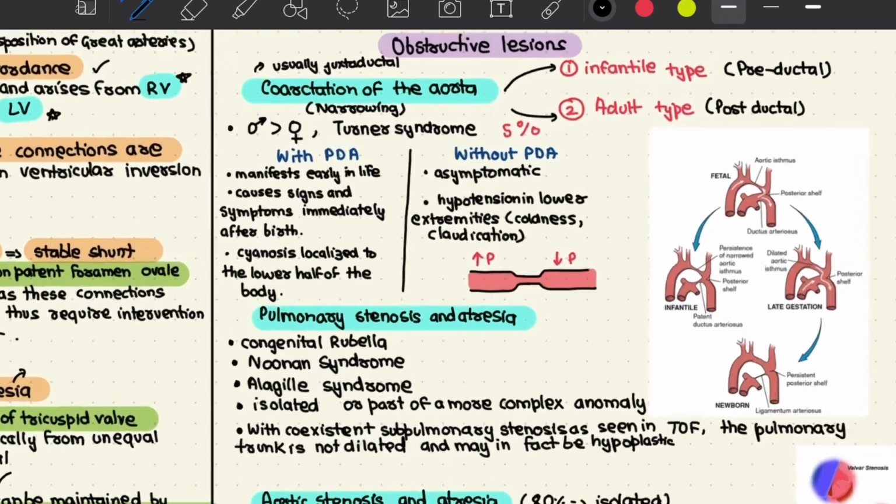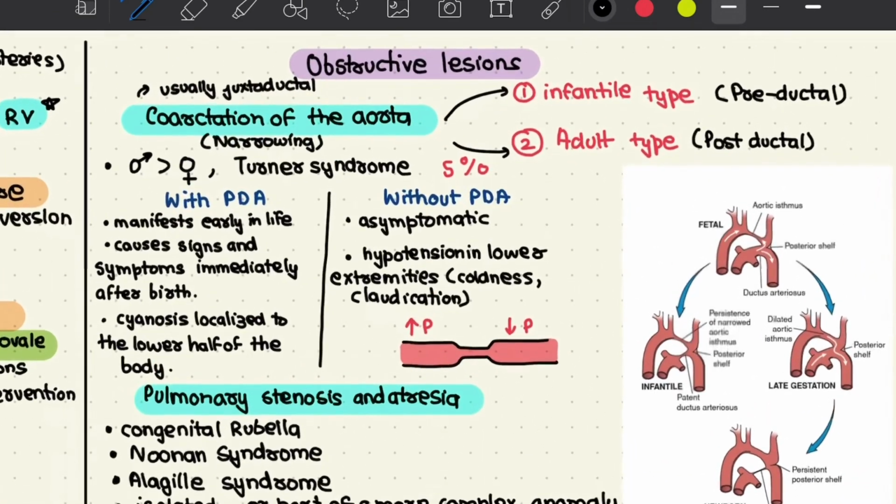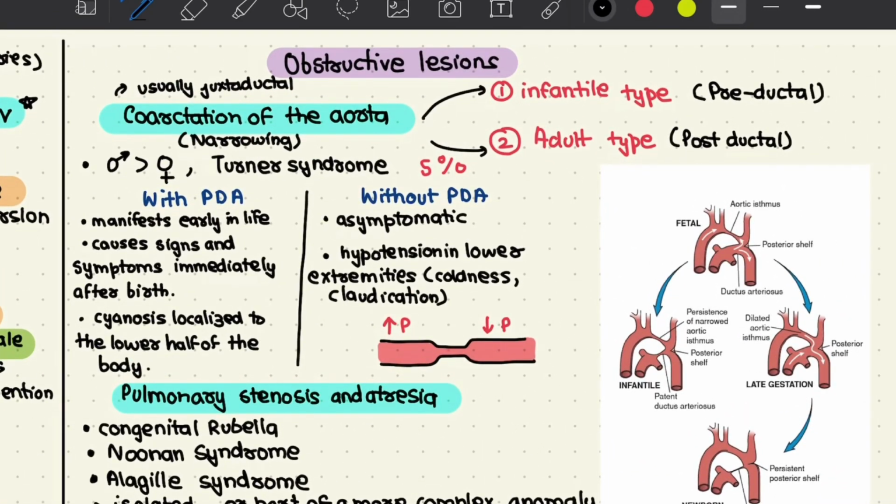Now, let us discuss the only remaining part, that is malformations causing an obstructive lesion. Congenital obstruction to blood flow can occur at the level of the heart valves or within a great vessel. Common examples include aortic or pulmonary valve stenosis or atresia and coarctation of the aorta. Just remember, obstruction can also occur within a chamber, as with subpulmonary stenosis seen in tetralogy of Fallot.